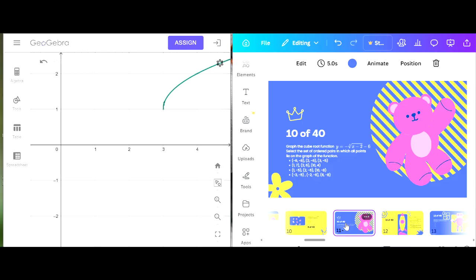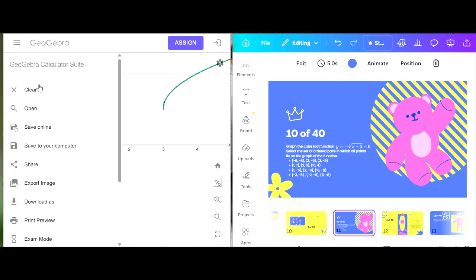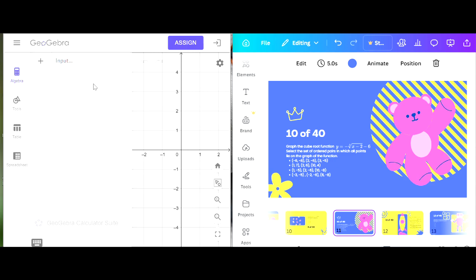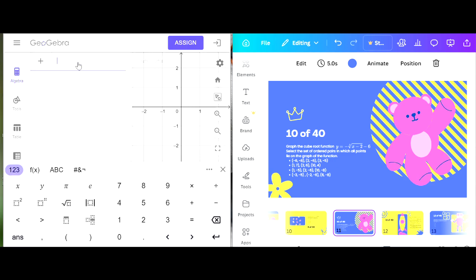Graph the cube root function. Select the set of ordered pairs in which all points lie on the graph of the function. So clear all. Let's make sure it's on algebra and an input. Put y equals negative square root. Now I hope it will let me do a cube root because I'm not seeing that as an option.